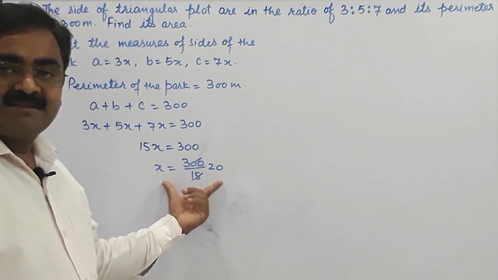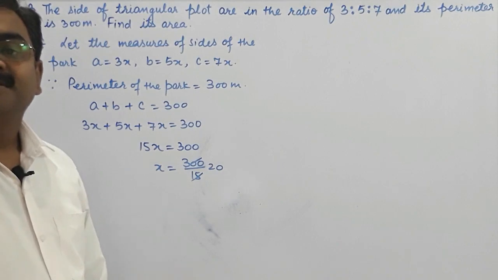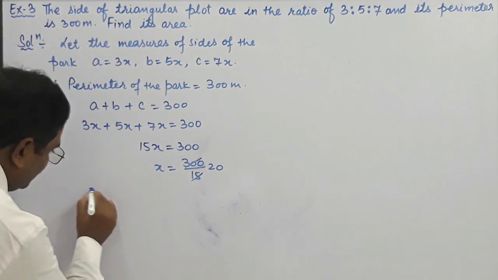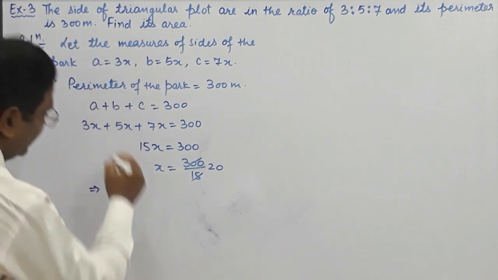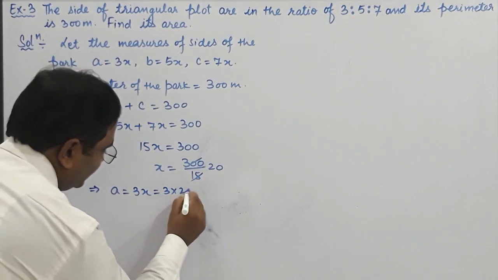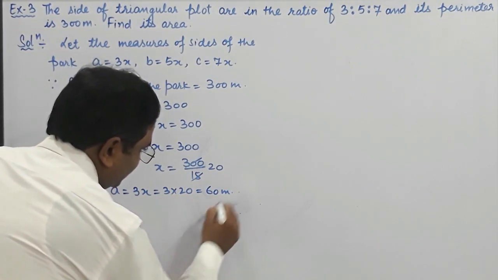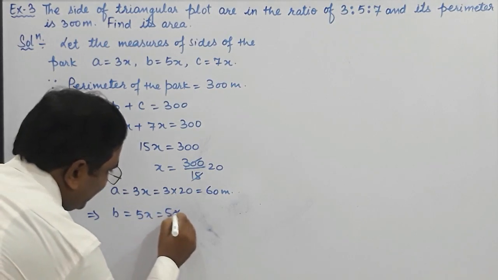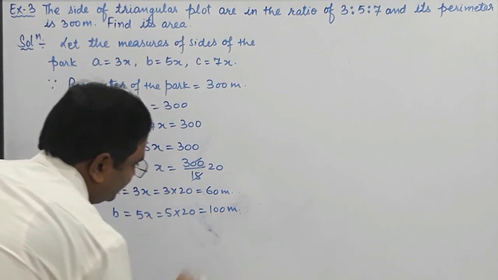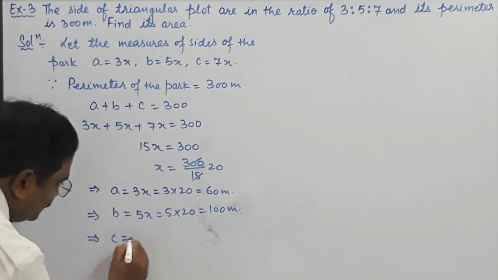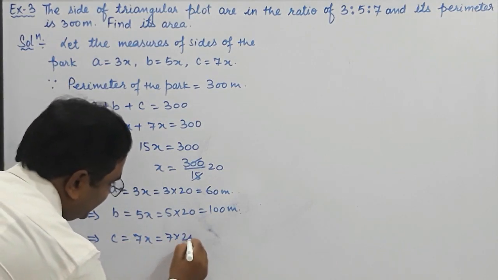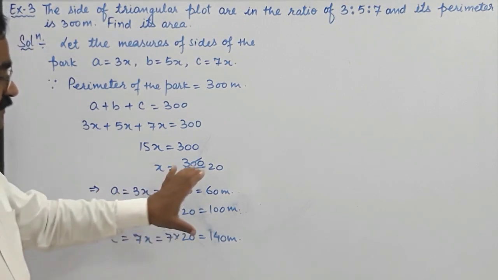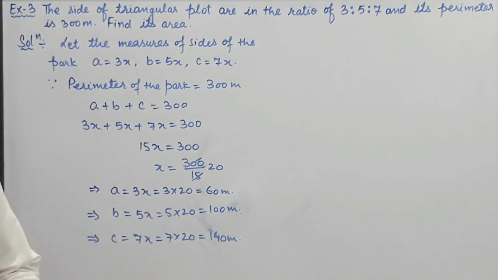After getting the value of x, we can find the actual measure of the sides of this triangular plot, right? Therefore A is equal to 3x, means 3 multiplied by 20, that is 60 meter. Second side, B is equal to 5x, which is 5 multiplied by 20, that is 100 meter, and the third side C is equal to 7x, 7 multiplied by 20, that is 140 meter. Right children? After getting the measures of the sides, we can use Heron's formula easily.